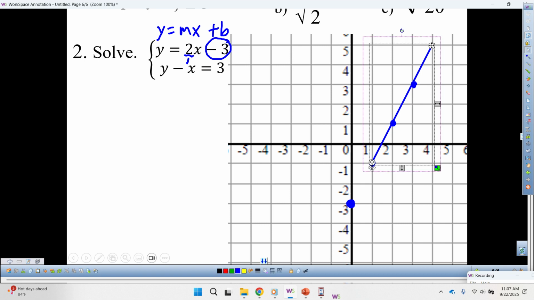Here it goes. Let's get your arrows. So we're done with that one.